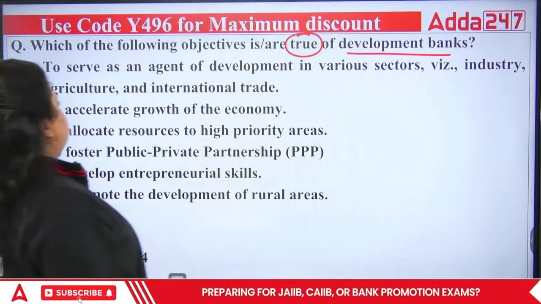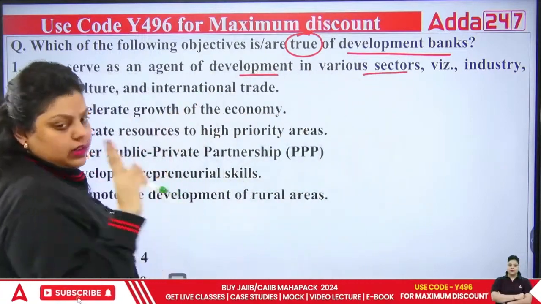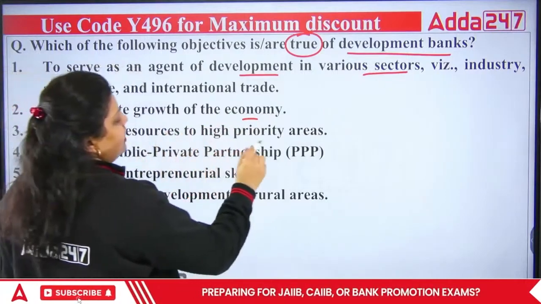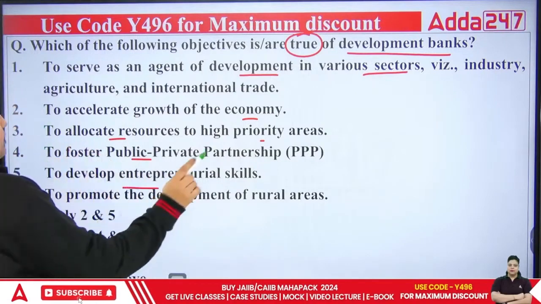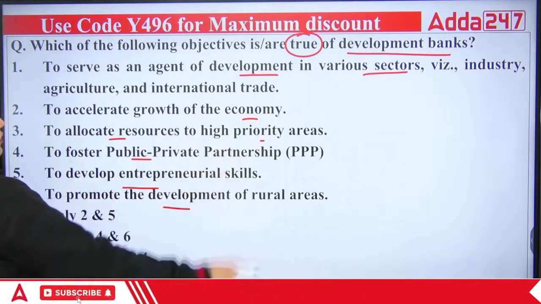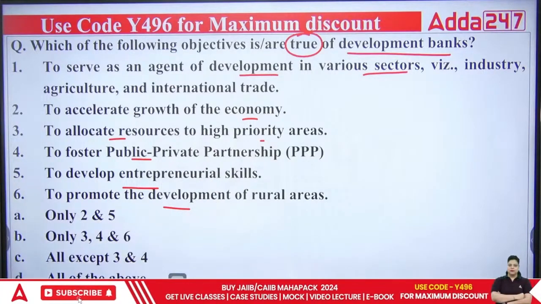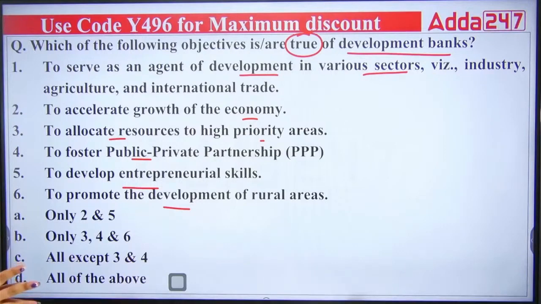Okay. First, to serve as an agent of development in various sectors like industry, agriculture, international trade. Second, to accelerate the growth of economy. Third, to allocate resources to high priority areas. Fourth, to foster public-private partnership. Fifth, to develop entrepreneurial skills. Sixth, to promote the development of the rural areas. So, which of the following objectives are true of development banks? A, B, C or D? Let me know. A, B, C or D? And the right answer is all of the above.